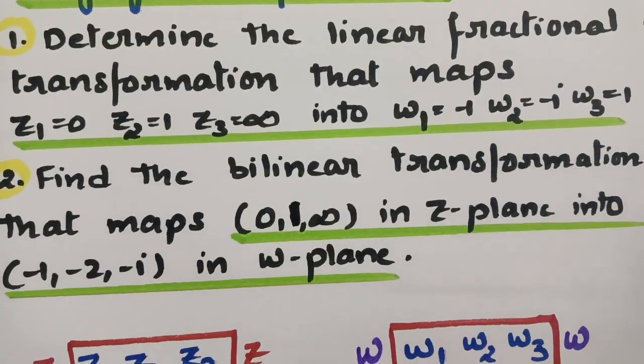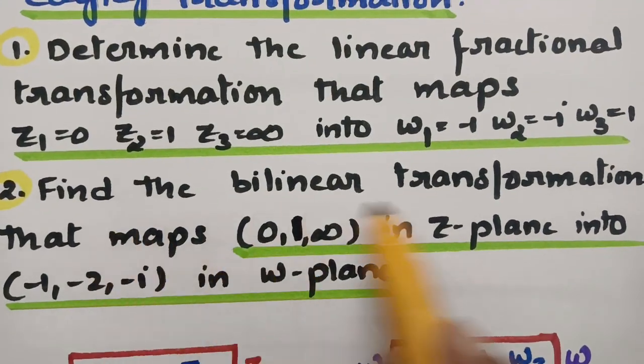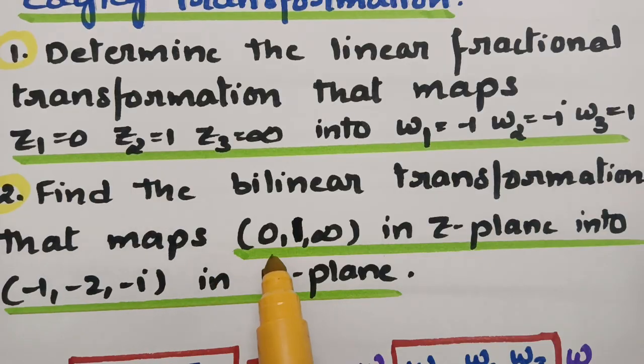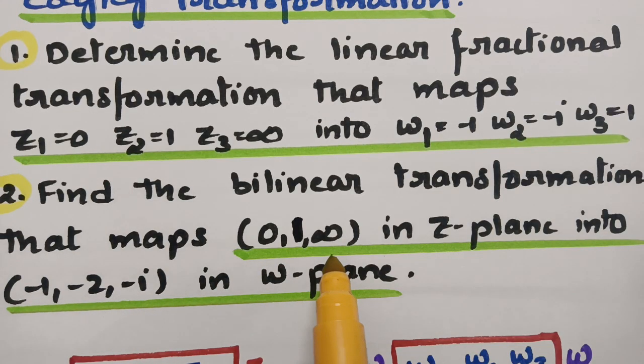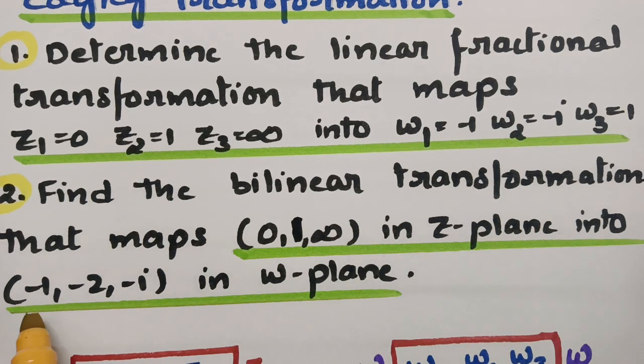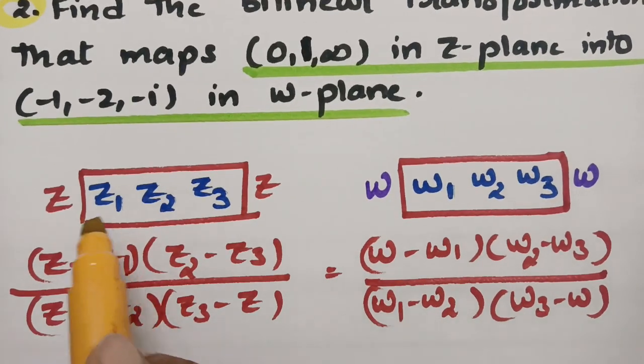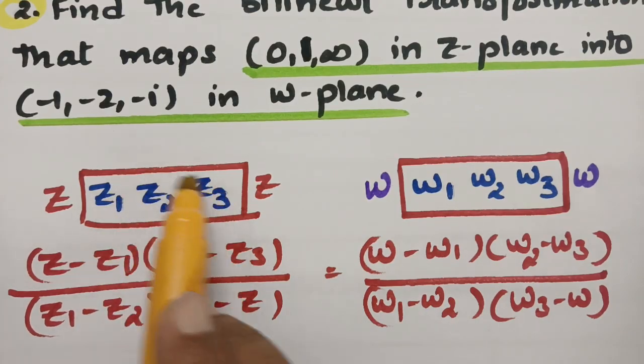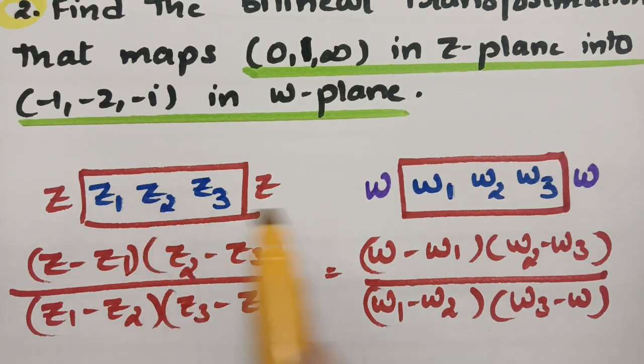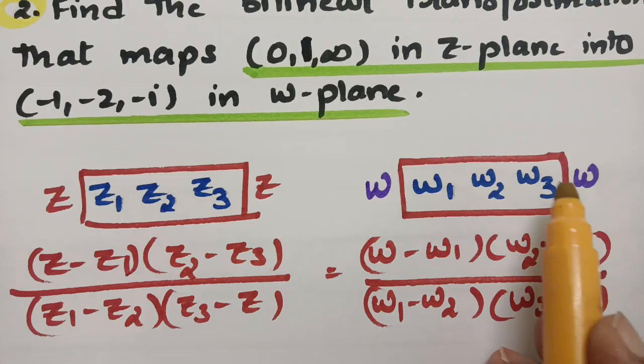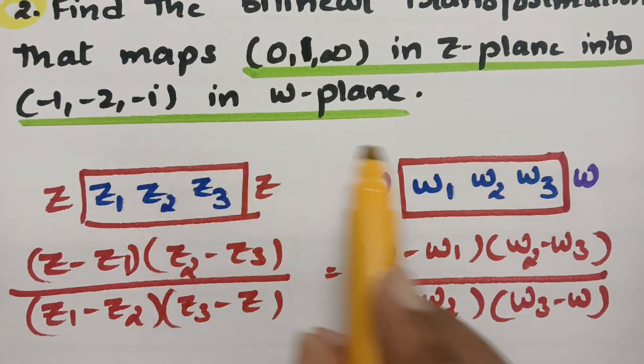And the second question is: find the bilinear transformation that maps 0, 1, infinity in the z plane into -1, -2, -i in the w plane. So here for bilinear transformation, we have to remember the formula. Generally z1, z2, z3 are the general points in the z plane and w1, w2, w3 are the image points of these z plane points.